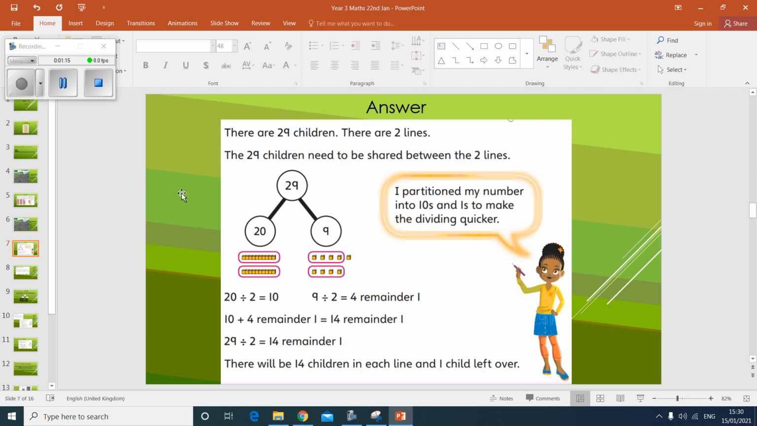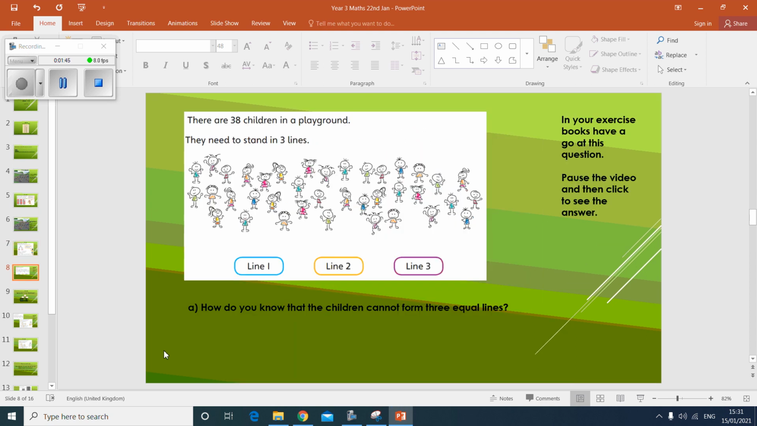So there were 29 children and we've partitioned 29 into 20 and 9 and we're going to share it between the 2 lines or 2 groups. 20 divided by 2 is 10 and 9 divided by 2 is 4, remainder 1. 10 and 4, remainder 1, equals 14 remainder 1. So 29 divided by 2 equals 14 remainder 1. So there will be 14 in each line and 1 child left over.